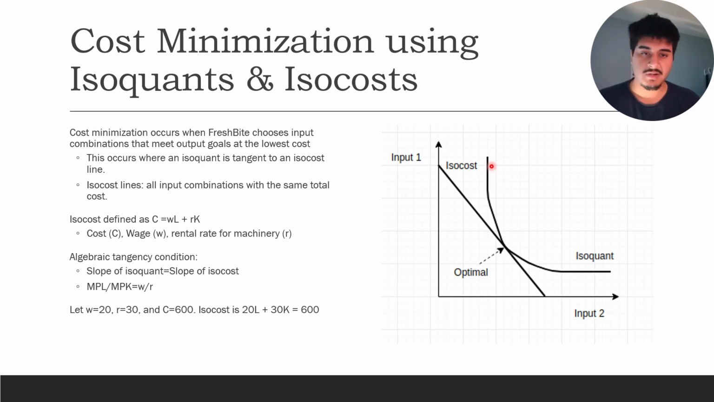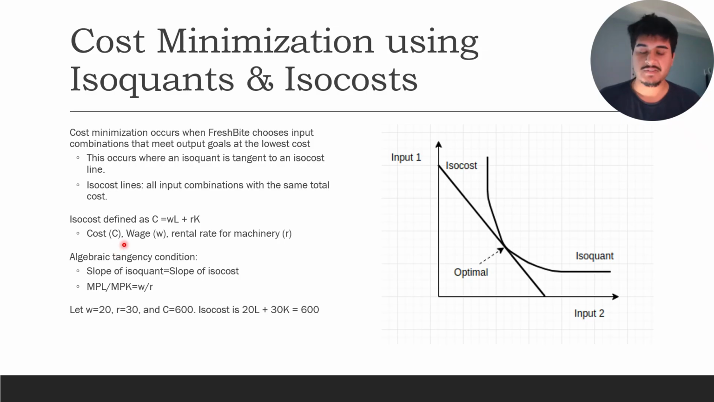So here we see our original isoquant, and then here we see our isocost line. We see the optimal point here where the isocost and the isoquant meet and they're tangent. We see this point of equilibrium, and we actually see an algebraic tangency condition where the slope of the isoquant is equal to the slope of the isocost. Intuitively, we can see this to be true, and we have that the marginal product of labor divided by the marginal product of capital equals W over R, being wage over rental rate for machinery.